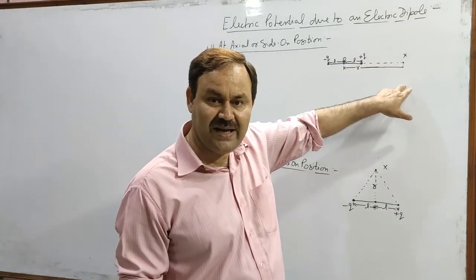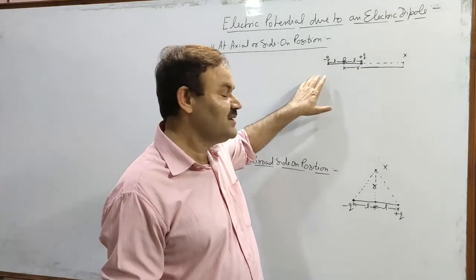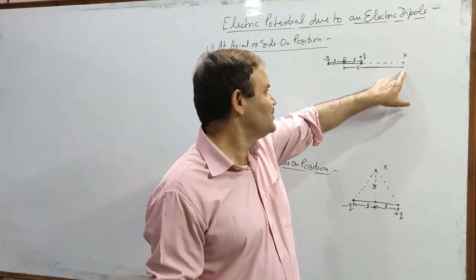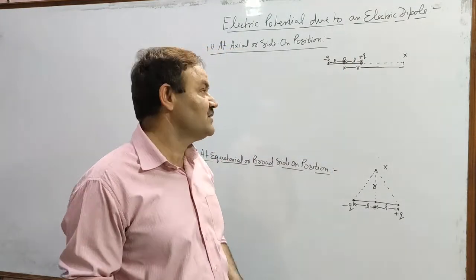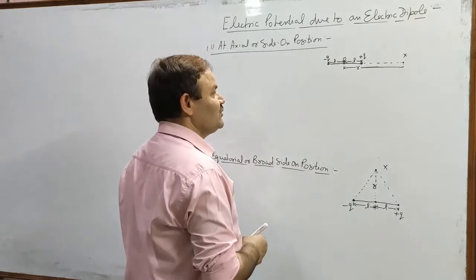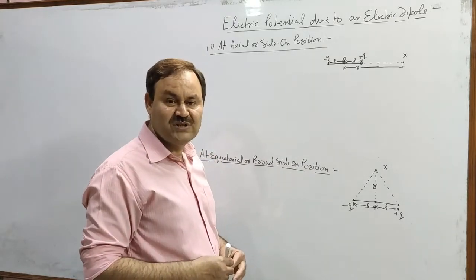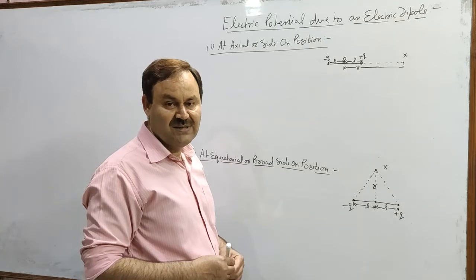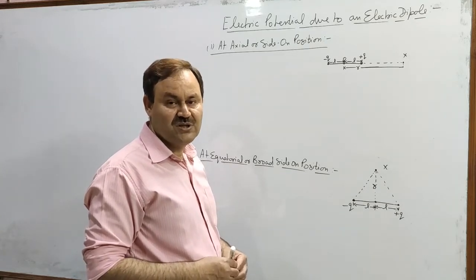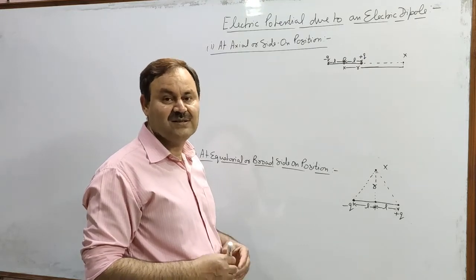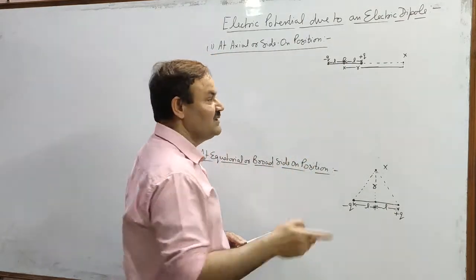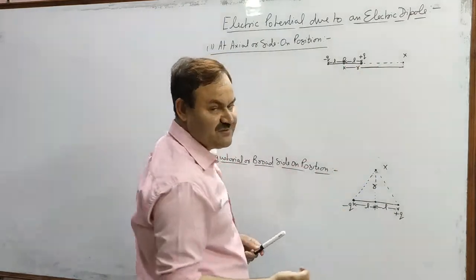Electric potential at X due to the dipole means electric potential at X due to the negative charge plus electric potential at X due to the positive charge. Now we know that electric potential is a scalar quantity, so electric potentials due to positive and negative charges will be added directly to get the electric potential due to the dipole at point X. We know that electric potential due to the negative charge will be negative, while that due to the positive charge will be positive.